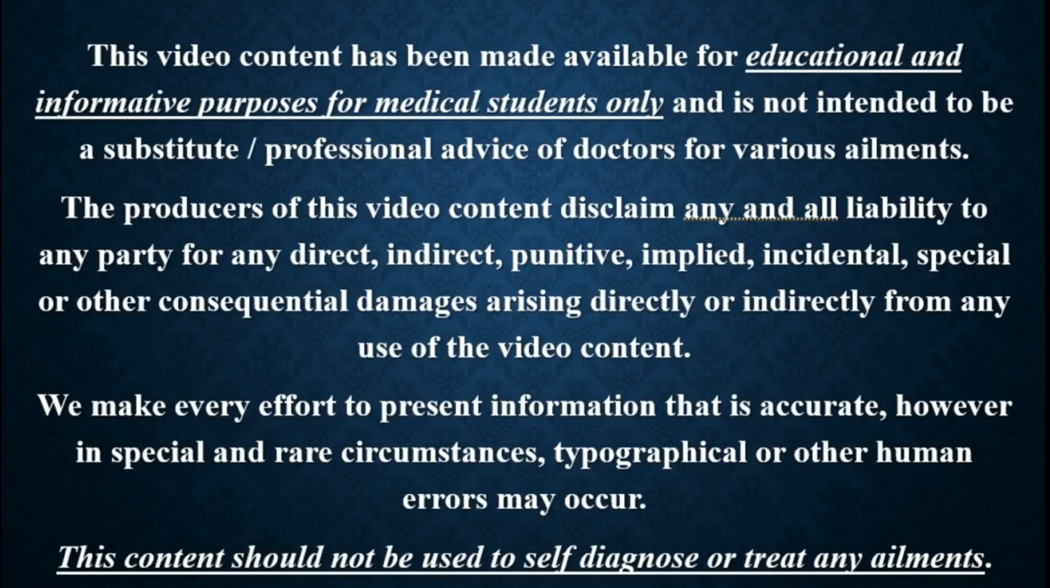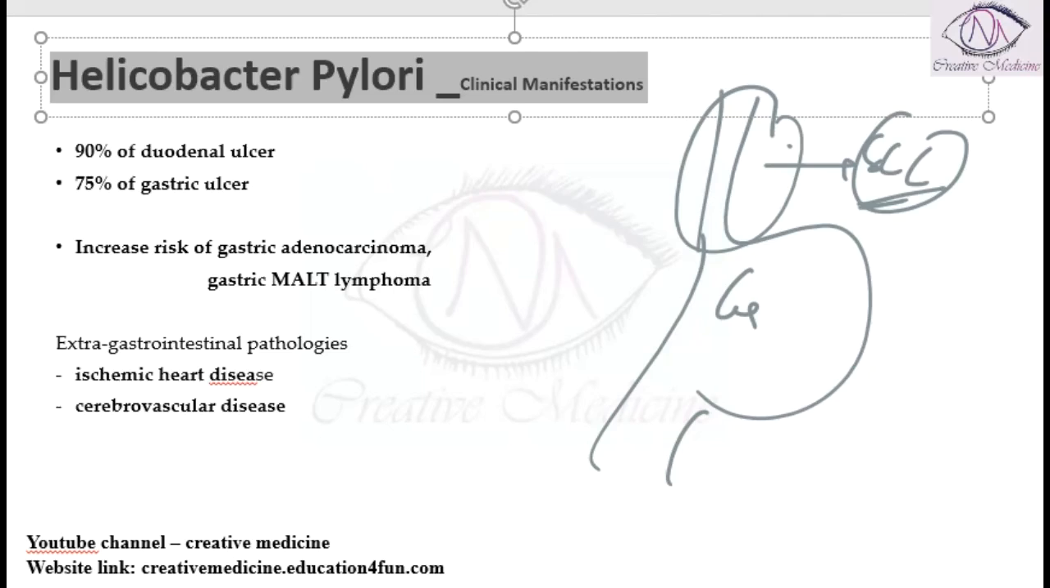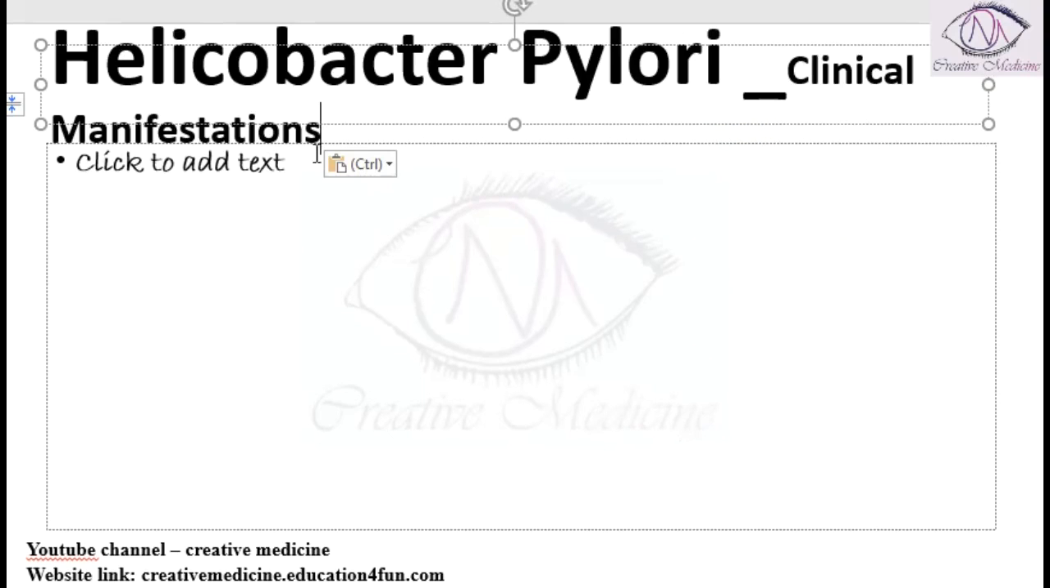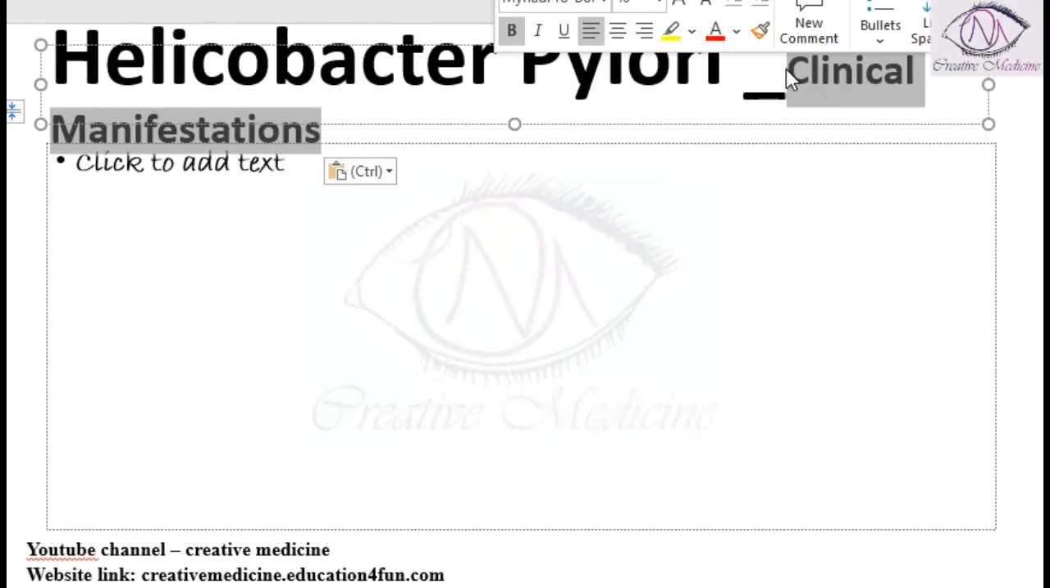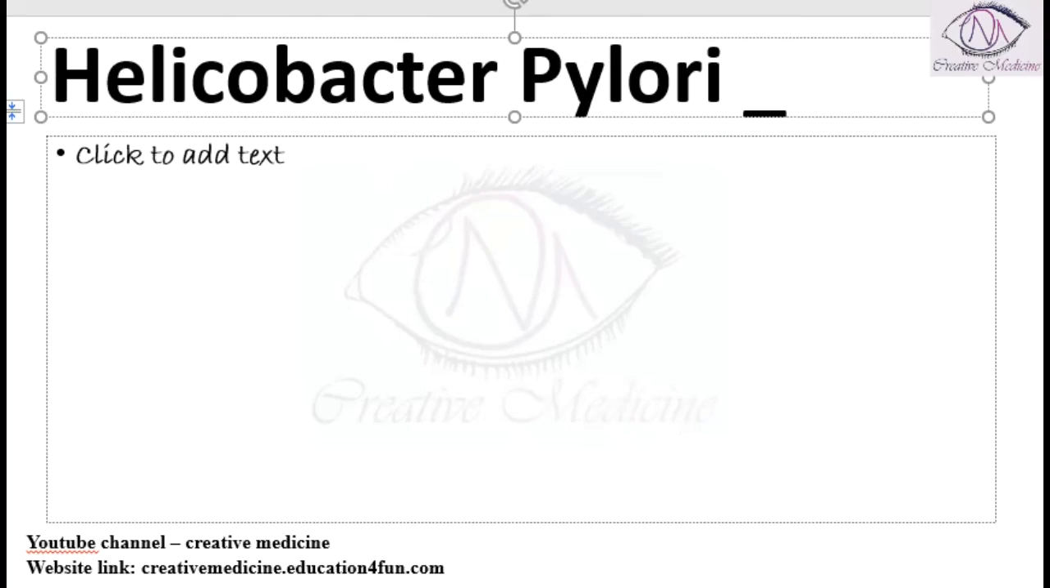In this lecture, we will learn about Helicobacter pylori. Now, diagnosis of Helicobacter pylori. So, for the diagnosis of Helicobacter pylori, what is the gold standard for diagnosis?